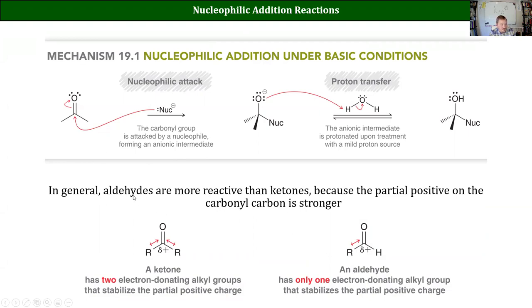And here's a key difference. In general, aldehydes are more reactive than ketones because they have a stronger partial positive. They only have one electron donating group attached to that carbonyl carbon. Aldehydes have more partial positive for that reason. Therefore, if we had a molecule like E on the previous page, where you had a ketone on one side and an aldehyde on the other, and you had to pick which of them was going to react, the aldehyde will react first. If you had two equivalents of your nucleophile, both of them will react eventually, but the aldehyde will react first.